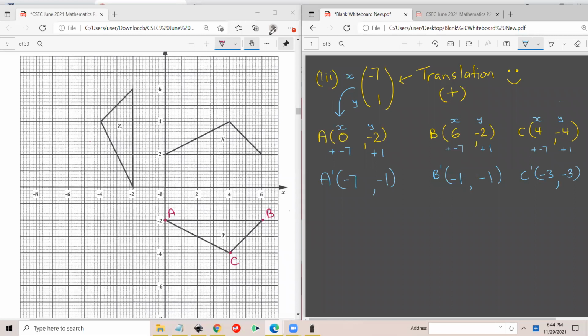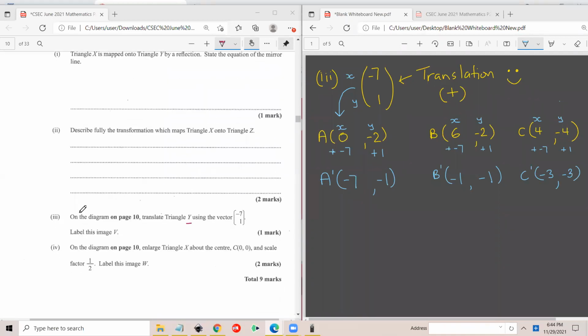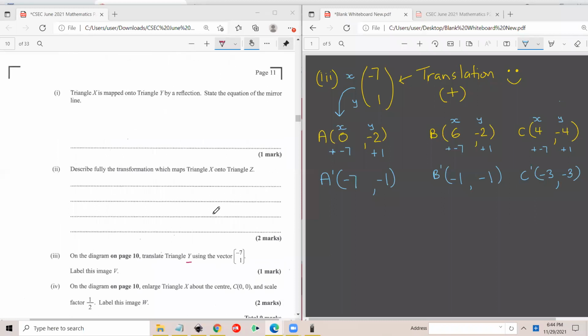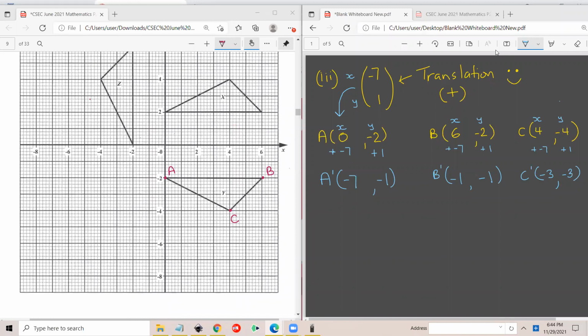When we apply the translation, now I'm not too sure if they ask us to not only calculate the points, which is what we just did, right? Or if they ask us to draw the new triangle. So let's just go down here and see what they ask us to do, right? On the diagram, translate. Oh, right. So what we have to do, they want us to draw it in here because on the diagram itself, they ask us to translate it. So I guess I have to draw it in order to get full marks, unfortunately.